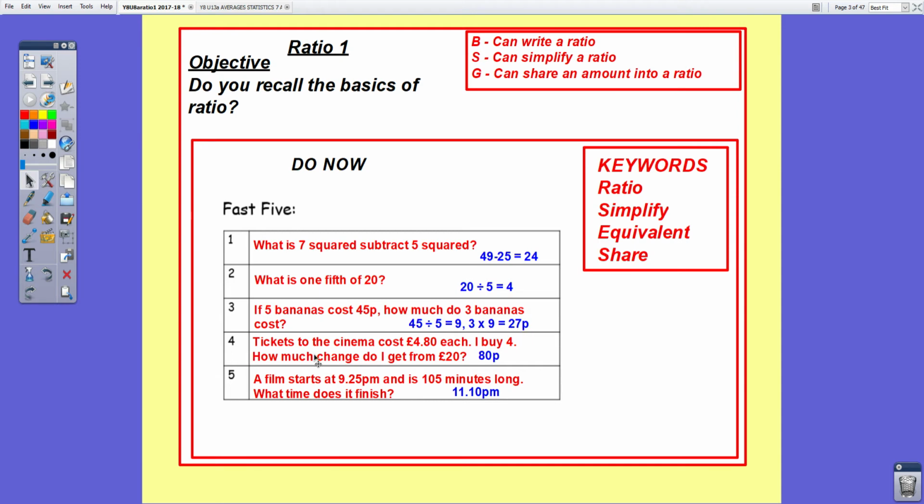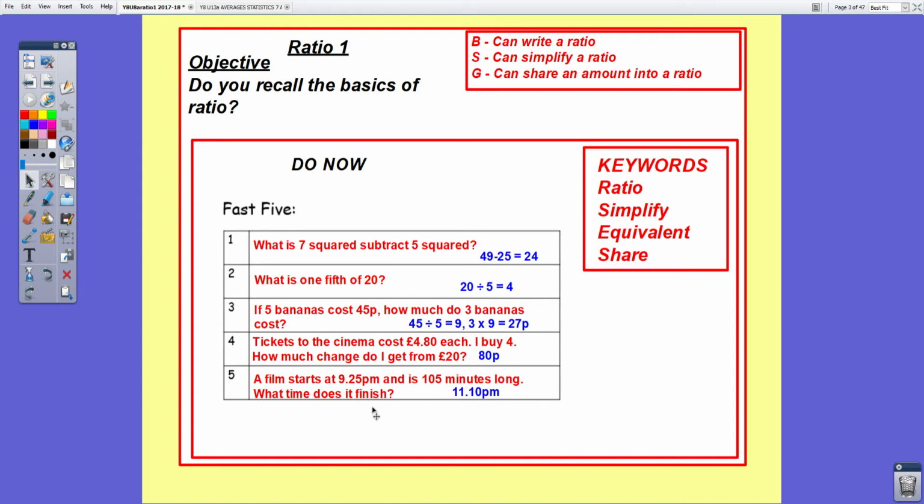Question 4, tickets to the cinema cost £4.80 each. I buy 4. How much change do I get from £20? Two ways of doing it. You could have done £4.80 times 4, which is £19.20, meaning 80p change, or an easier way, you could have seen that out of £5 you'd have got 20p change.